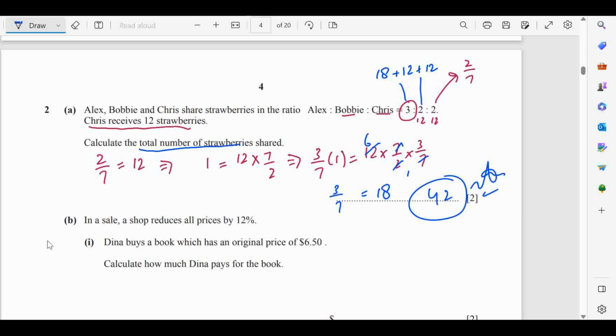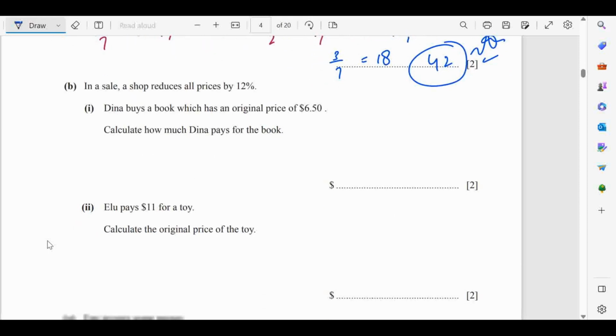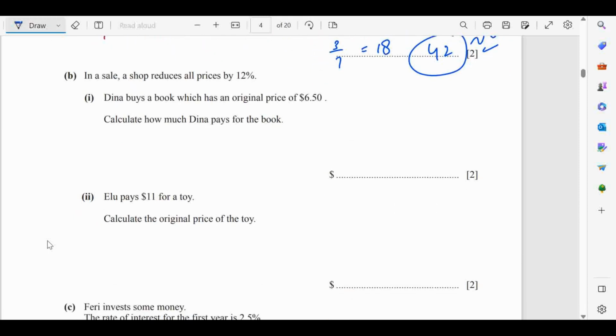In a sale shop, a shop reduces all prices by 12%. So Dina buys a book which has the original price of 6.50. Calculate how much Dina pays for the book. Now we know that the sale price will be equal to the original price minus the reduction. And as we know that the original price is 6.50 and the reduction will be 12%.